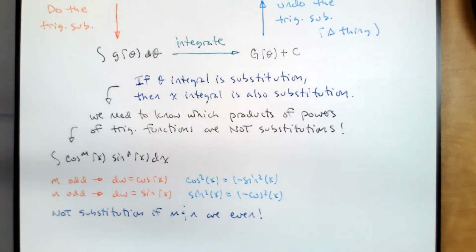So here is the first product of powers of trig functions that we have to know because it's not substitution. If m and n are even. Our way in to integrate this is to use a double angle identity for cosine squared. And so we can summarize m and n are even as even powers of cosine. That is the first category of not substitution.